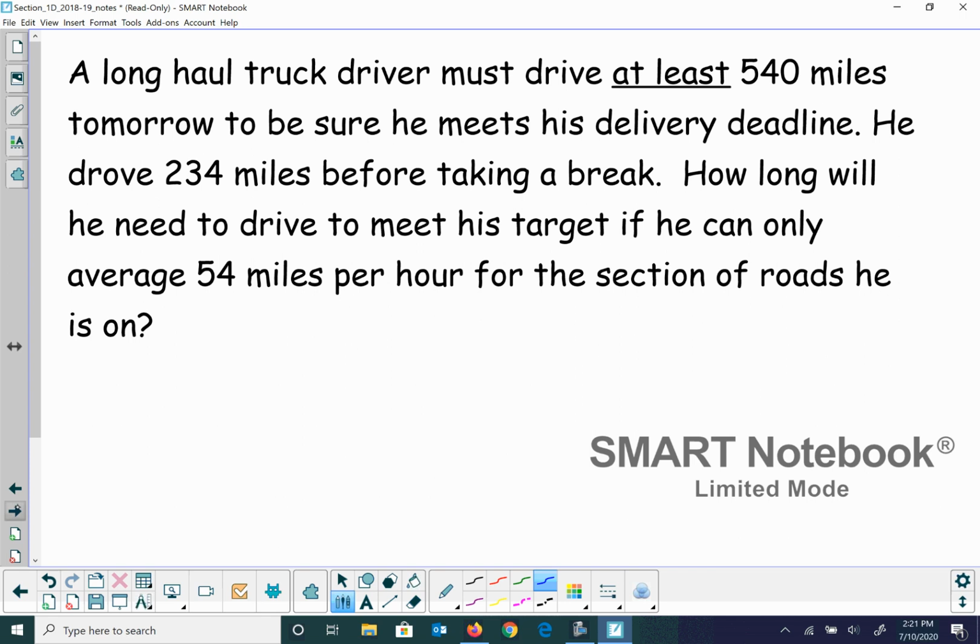It says a long haul truck driver must drive at least 540 miles tomorrow to be sure he meets the delivery deadline. He drove 234 miles before taking a break. How long will he need to drive to meet his target at averaging 54 miles an hour? So he wants to go 540 miles. Let's break this apart a little bit. He's already driven 234 miles, so I'm going to go 540, subtract 234.